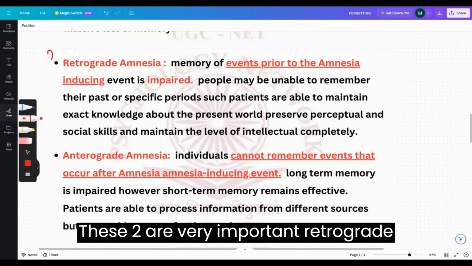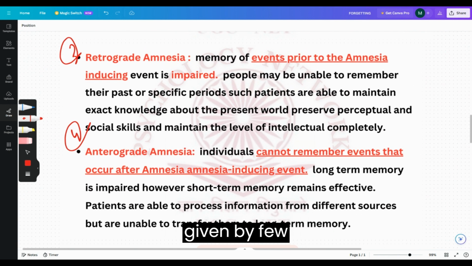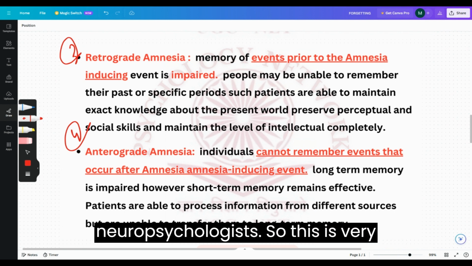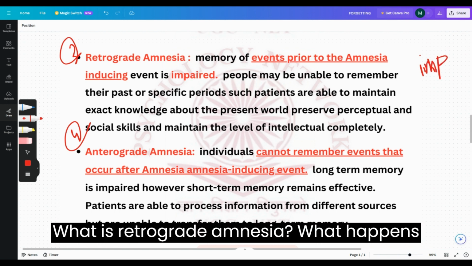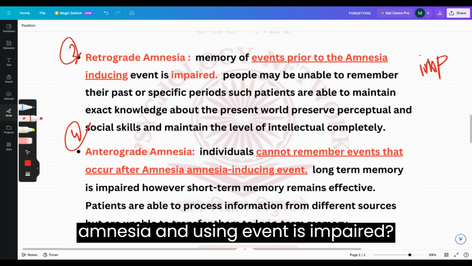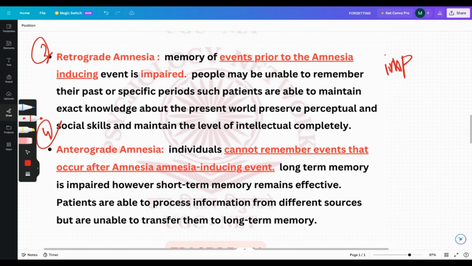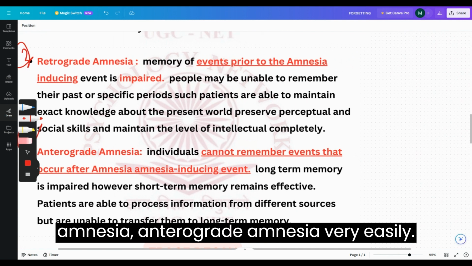These two are very important: retrograde amnesia and anterograde amnesia. This was given by a few neuropsychologists. So, this is very important for the exam. What is retrograde amnesia? What happens? Memory of events prior to the amnesia inducing event is impaired. People get confused between retrograde amnesia and anterograde amnesia very easily.